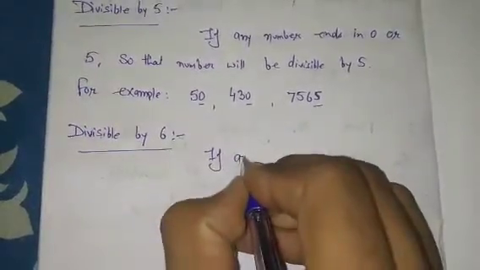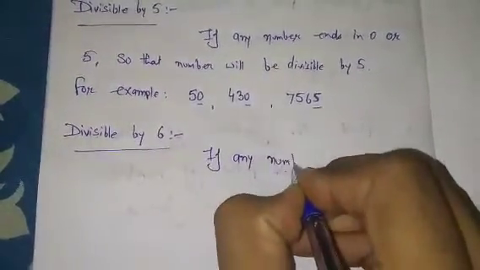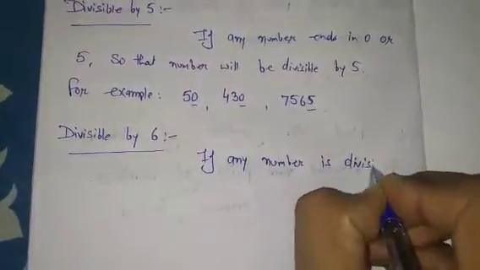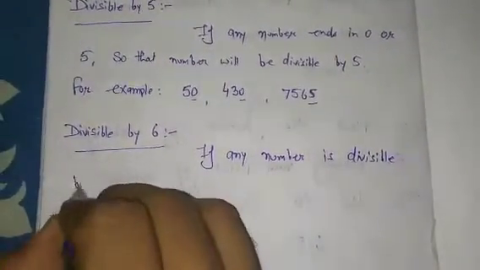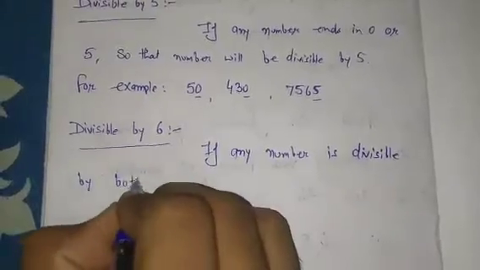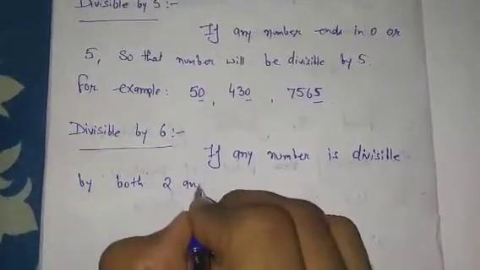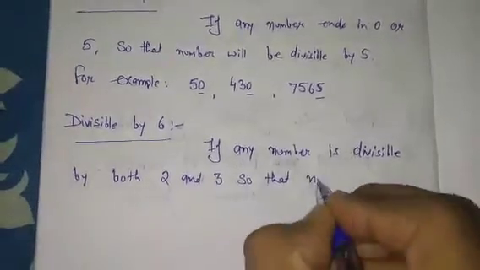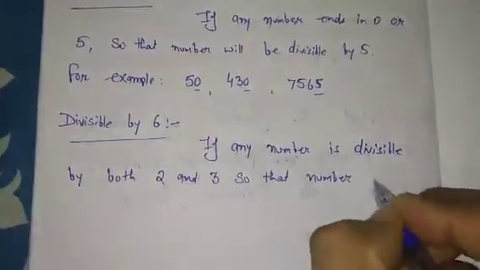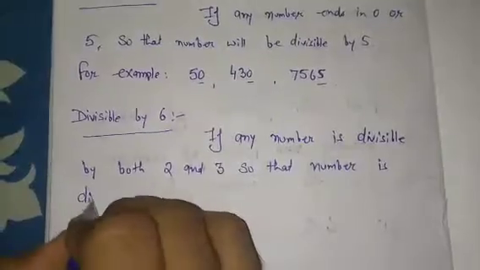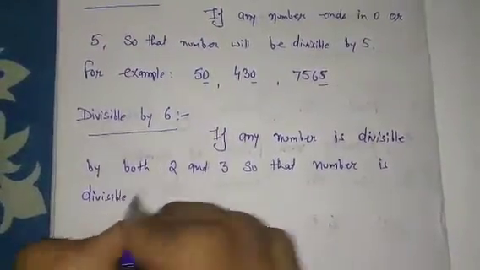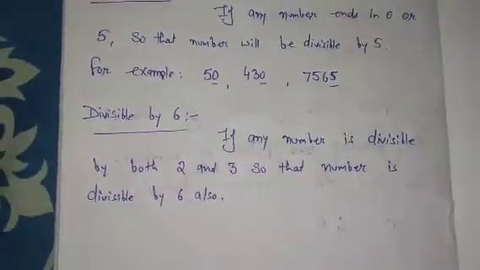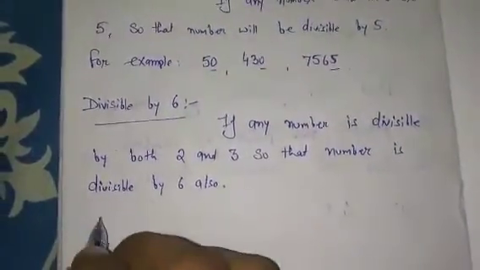If any number is divisible by both 2 and 3, so that number is divisible by 6 also. Okay.